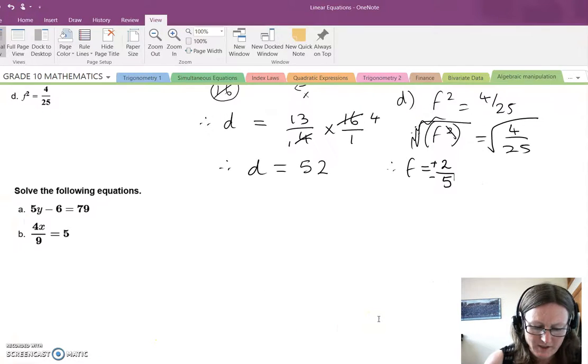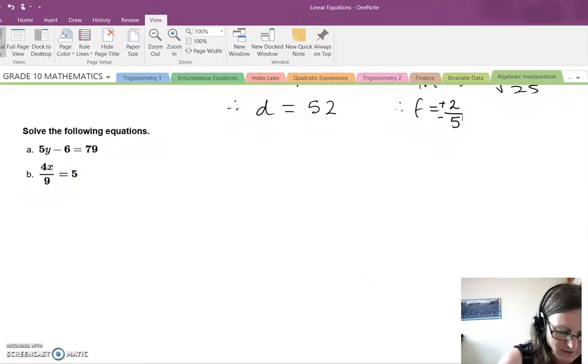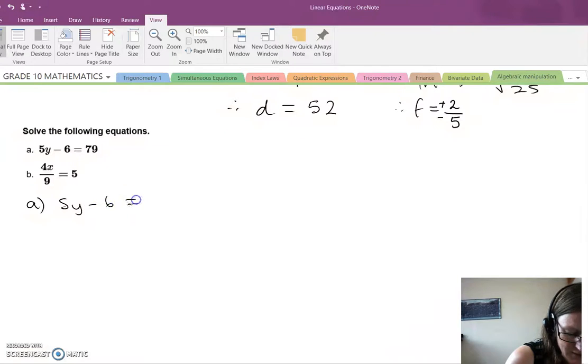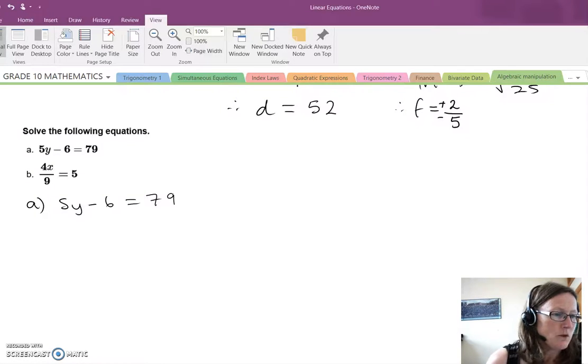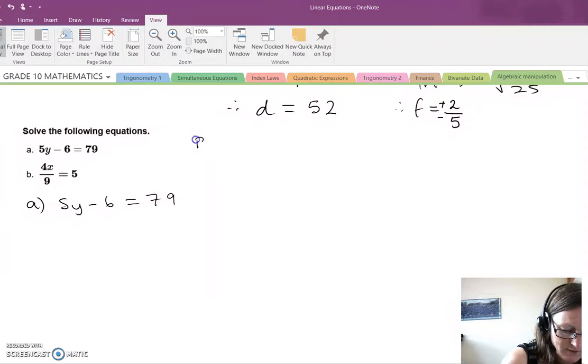Okay, they were one-step equations, so now let's look at some two-step equations. So the first one we're going to look at here is 5y minus 6 equals 79. So we are trying to find y, but we're going to have to do two steps. Now, when we do two-step equations, it involves the inverse of two operations, and it's really important that we undo, if you like, in the correct order. And the correct order is the opposite order to BIDMAS. So here's BIDMAS, and we undo in the opposite order, so we go this way.